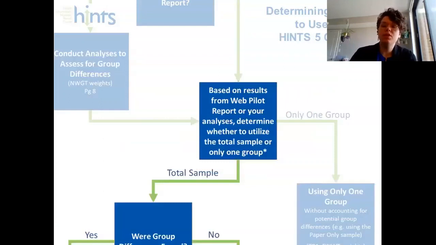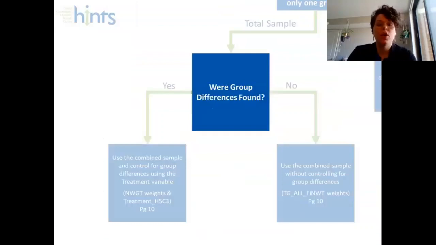Now, based on your results from your web pilot report, you should determine whether to utilize the total sample or only one group. You may instead choose the total sample, and we actually encourage this whenever possible so that you can increase your statistical power. So if you were to choose using the total sample, the next question you need to ask yourself is, were group differences found? As Rick already mentioned, in the web pilot results, we have found that there were some group differences between our different experimental groups.